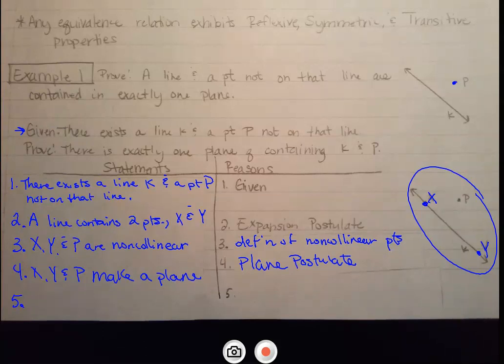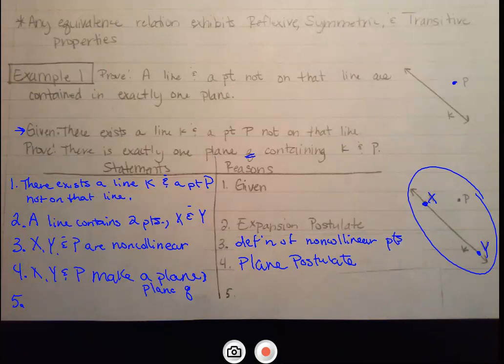Okay, so our last step is something about we're proving there's exactly one plane, Q, containing K and P. Oh, and we could say here too, X, Y, and P make a plane. We could name it plane Q, because we want Q here. So that's a comma, it looks like a 1. X, Y, and P make a plane Q.